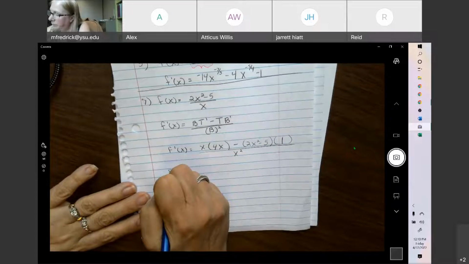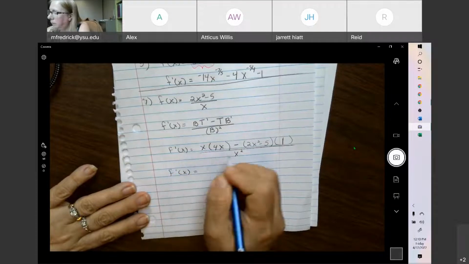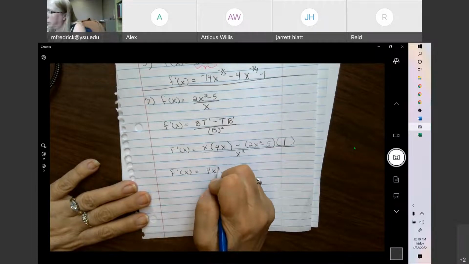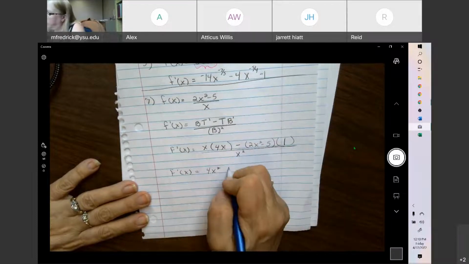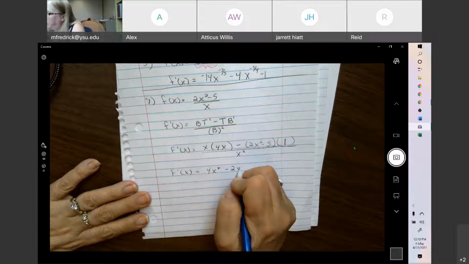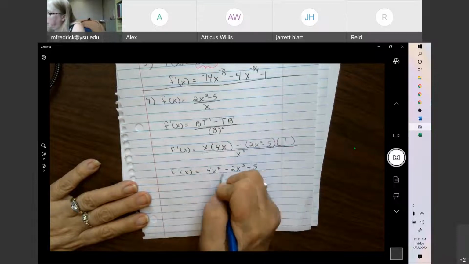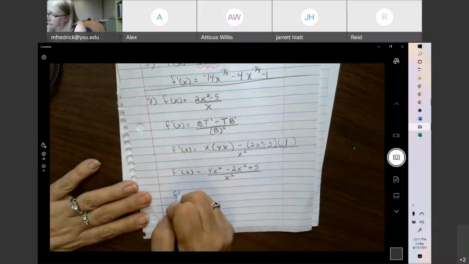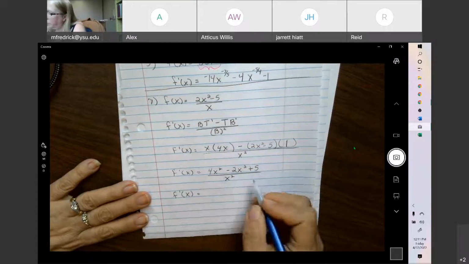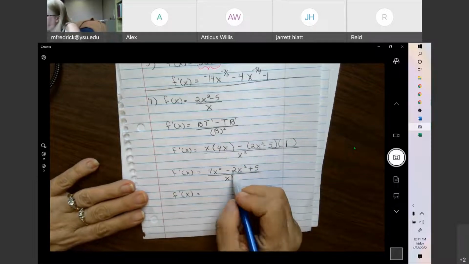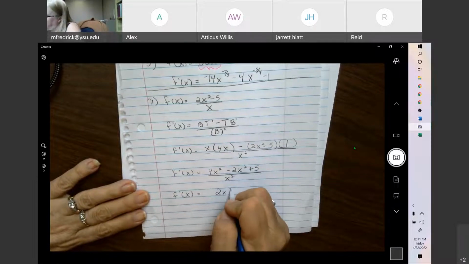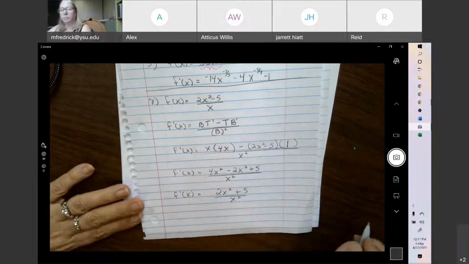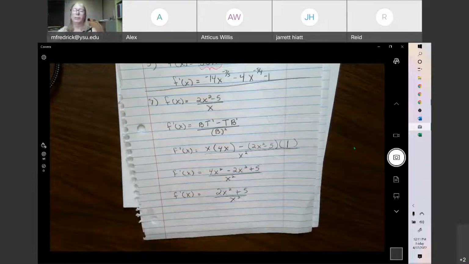Okay, so we have f prime of x equals 4x times x is 4x squared. Here we're distributing a -1. So -2x squared plus 5 all over x squared. Combining like terms, 2x squared plus 5 over x squared. Any questions on that?